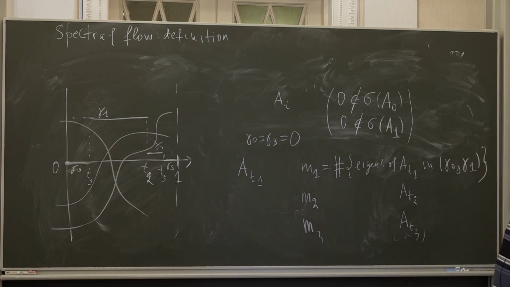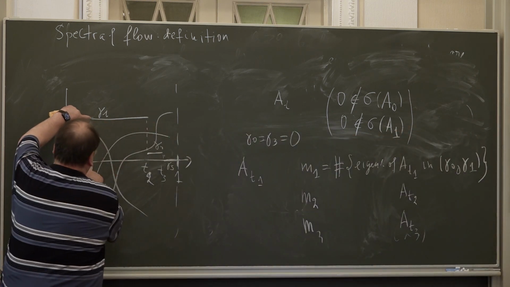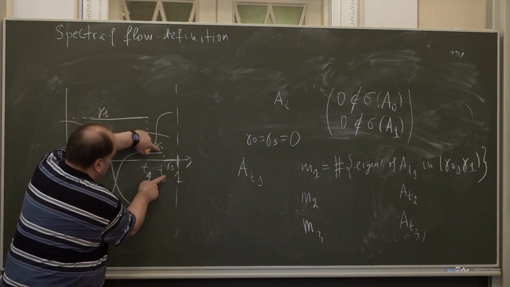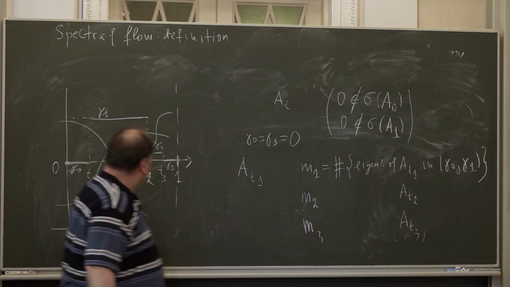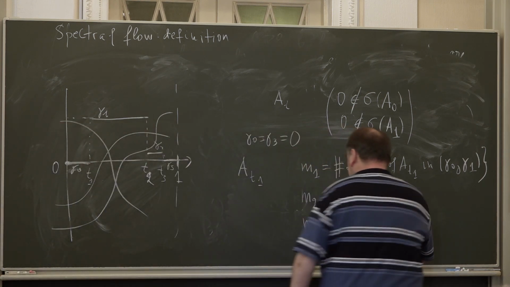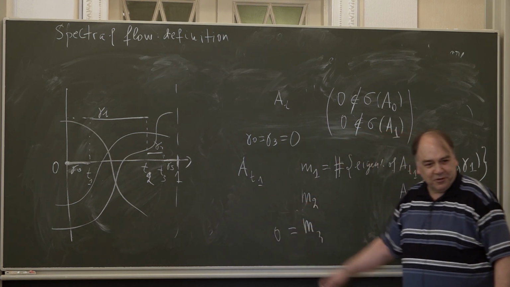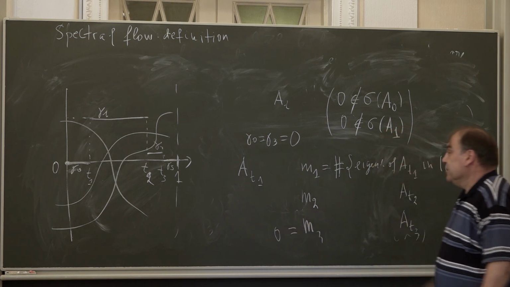Well, gamma naught, gamma one. No. Here, this interval, then this interval, and then this interval. In fact, for this picture, M3 is zero, of course, because there are no eigenvalues at all here. But this is only in this example, but okay.